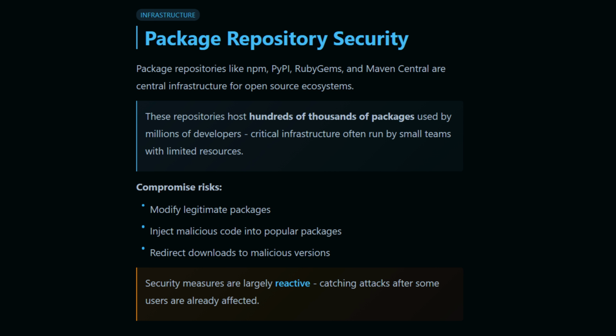Package repositories like NPM, PyPI, RubyGems, and Maven Central are central infrastructure for open source ecosystems. These repositories host hundreds of thousands of packages used by millions of developers. They're critical infrastructure, but often run by small teams with limited resources. The balance between welcoming community contributions and maintaining security is difficult. Overly restrictive policies would harm the open source ecosystem. Insufficient restrictions enable attacks.